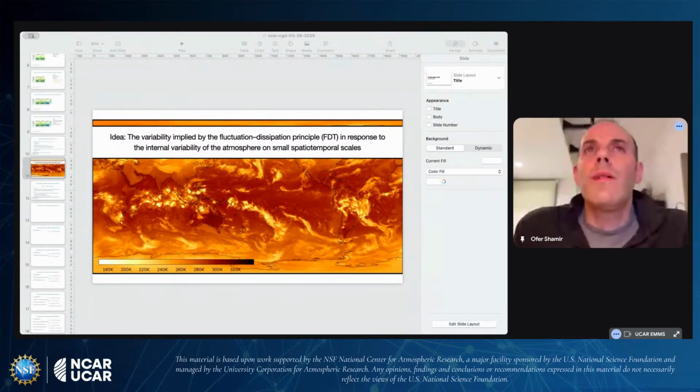I'm sorry, yeah, could you repeat that? So you said you don't expect it to be isotropic. We just lost your audio for a moment. You don't expect it to be isotropic over land?